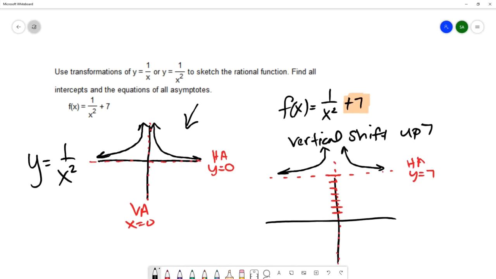In addition, this question is also asking to find any intercepts. You can see by our picture that the graph will never cross the x-axis and it will never cross the y-axis. So there are no intercepts for this particular example.